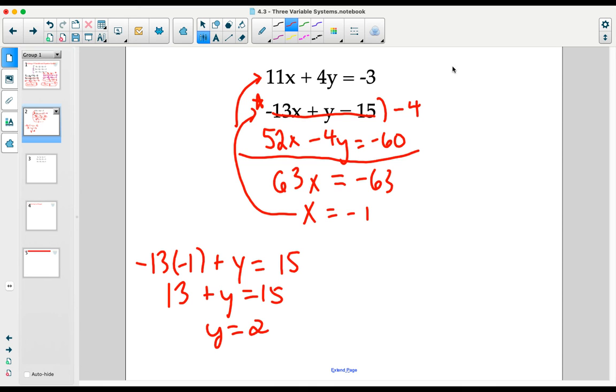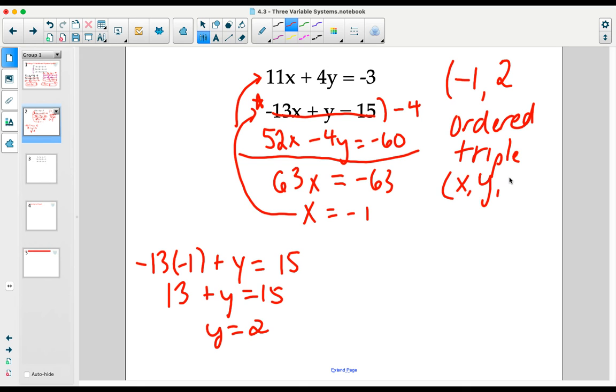I now have two parts of my solution. Because we're in three variables, my solution will take the form of what's called an ordered triple, which is a sequence of coordinates written in the order of x, y, z. I have two of them. I've got the x and the y. In order to bring the z back in, I am going to have to go back to the original equations.